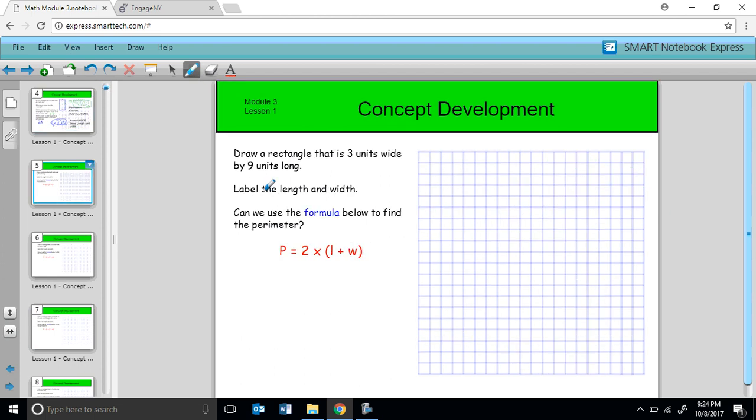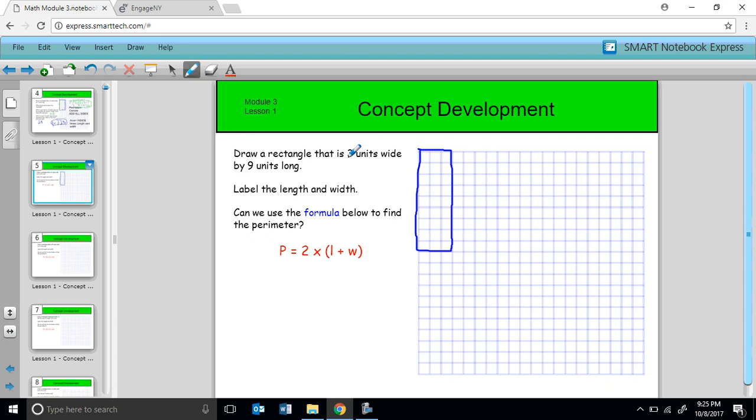All right, let's practice one more time, and then you're going to write it in your notebook and solve it. So draw a rectangle that is 3 units wide. Easy. 1, 2, 3. And 9 units long. 1, 2, 3, 4, 5, 6, 7, 8, 9. There's my 3 again. And going back up. Label the length and the width.